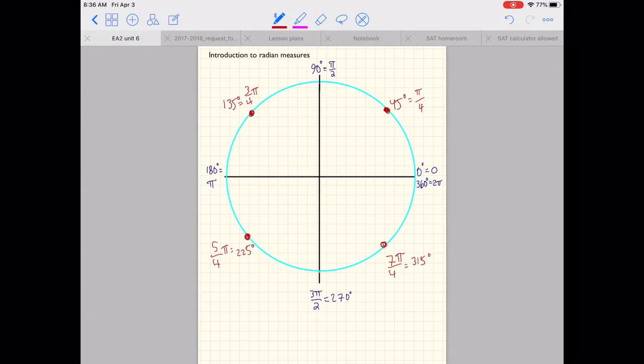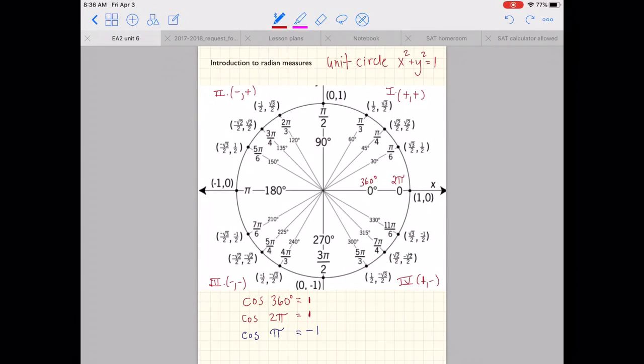Okay, so that's how you're getting these radian measures right here. 45 is a quarter. 135 is 3 quarters, because this is 2 quarters, and 2 quarters is a half. And here's your 4 quarters. So we have 1 quarter, 2 quarters, 3 quarters, 4 quarters, 5 quarters. 6 quarters is 3 halves. 7 quarters, and 8 quarters is 2 pi. So that's how they're getting those numbers.